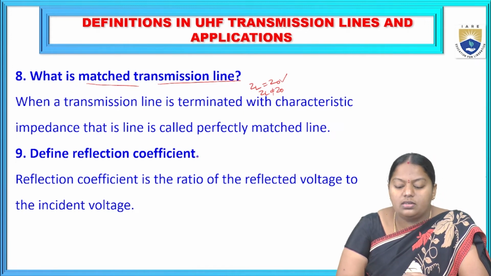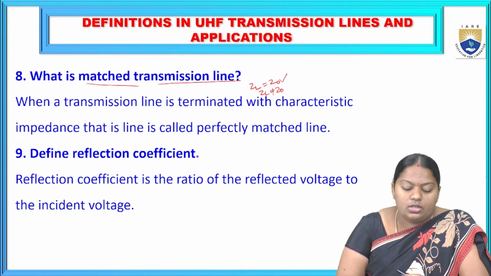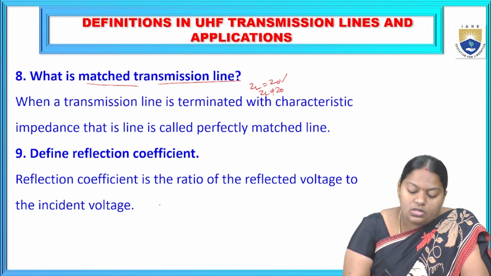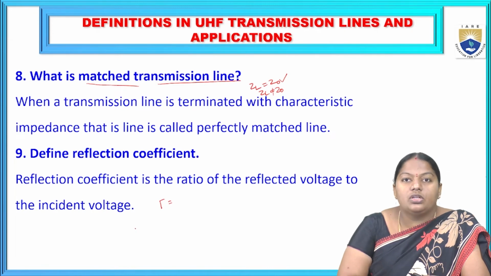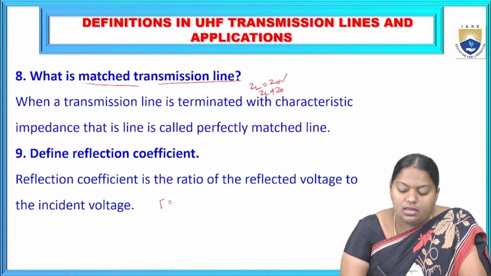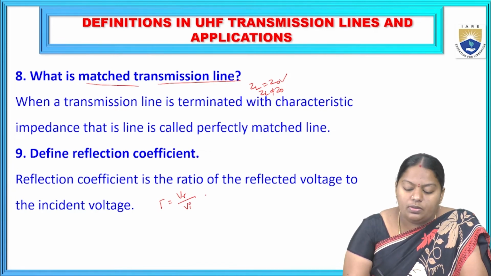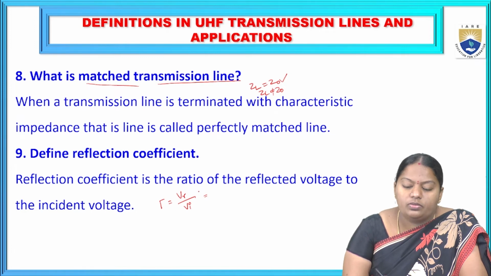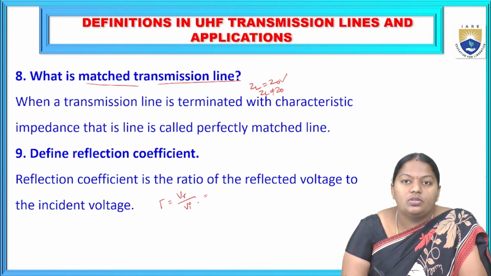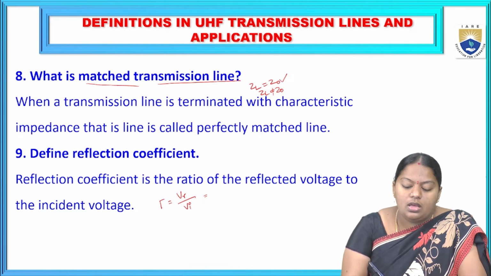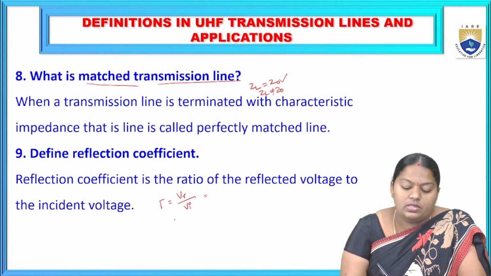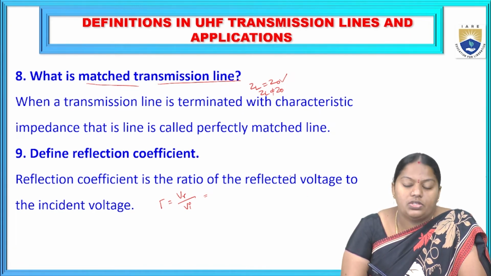Then, define reflection coefficient. The reflection coefficient is the ratio of the reflected wave voltage to the incident wave voltage. It is generally denoted by gamma, defined as the ratio of reflected wave voltage VR to incident wave voltage VI. Sometimes we also consider it as the ratio of V max to V min.